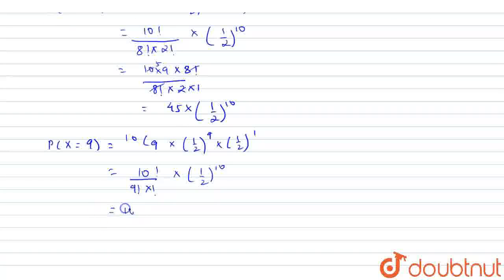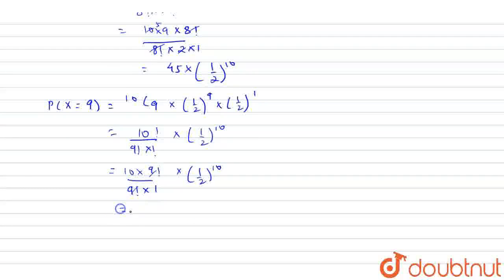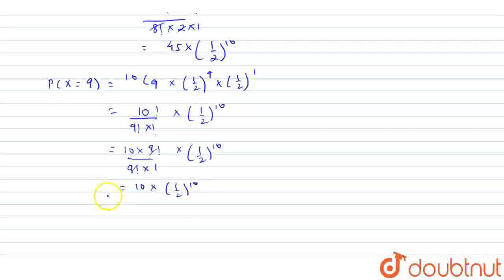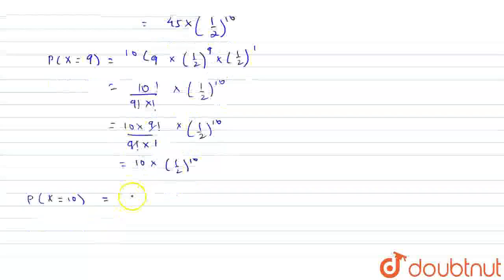This we can write as 10 into 9 factorial upon 9 factorial into 1. This will get cancelled out. This remains as it is. So our final answer in this case is what? 10 into 1 upon 2 raised to 10. Right, students? Now our last case, when P of X is equal to 10. So what is the answer over here?